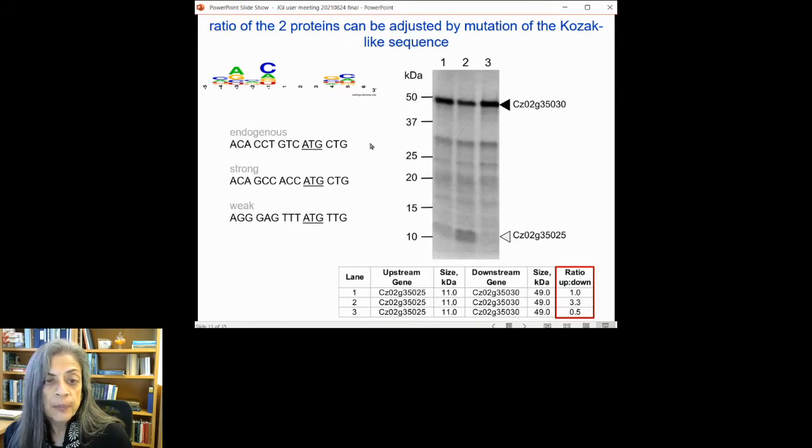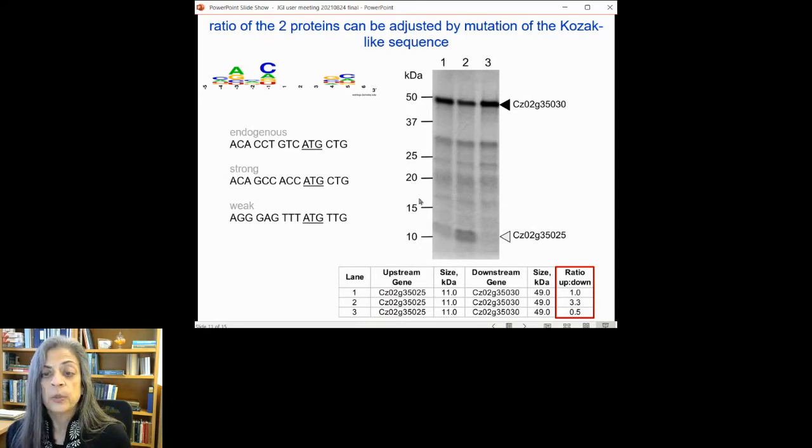So what Sean did was he took advantage of the Kozak sequence that is associated with the initiator methionine. So here's an example of an endogenous sequence upstream of the initiator methionine. And he converted it into a stronger Kozak sequence, as well as a weaker Kozak sequence. And then he primed the in vitro translation reaction with these 3 different transcripts. So the endogenous one is shown in lane 1, where we get a certain ratio of the downstream to the upstream ORF.